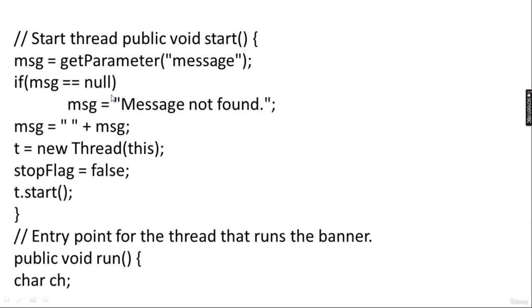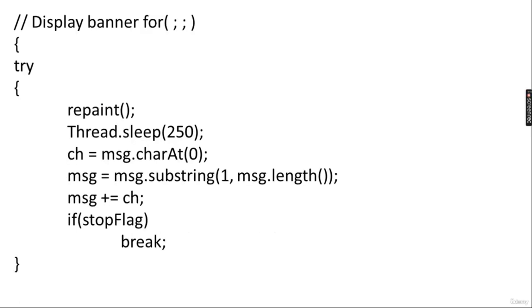Then if message is equal to null, message not found. Otherwise, the message will be appended as a message. Then a new thread is created, and start will start the thread. In the run display banner, every time repaint is called, it will call the paint method. The thread will sleep for 250, a quarter of a second.